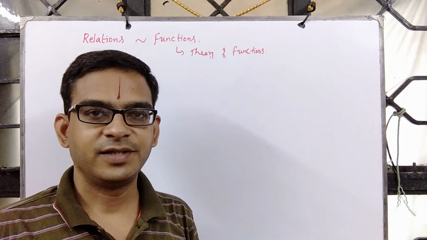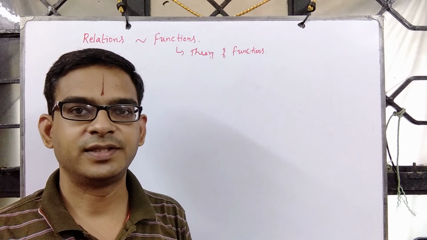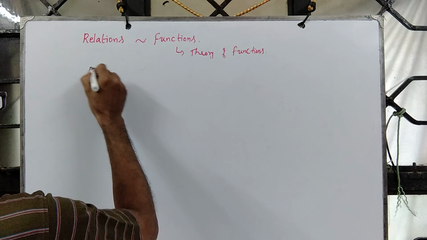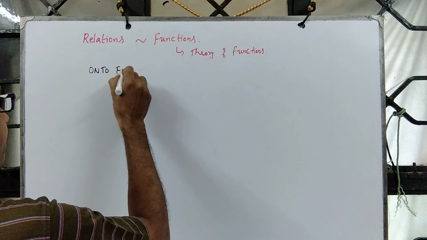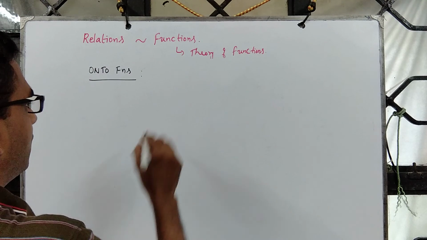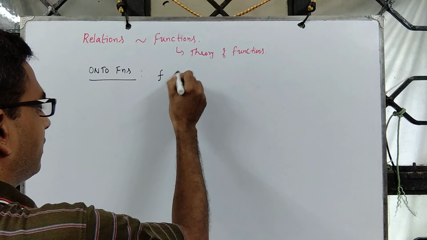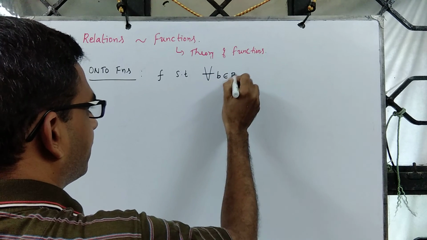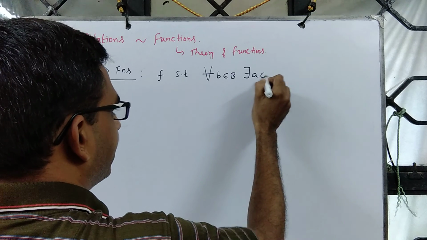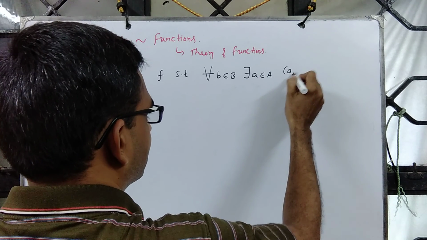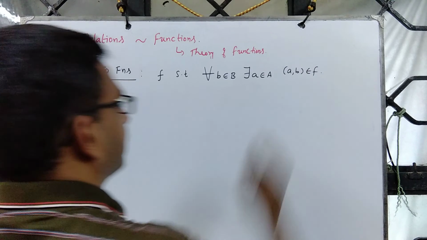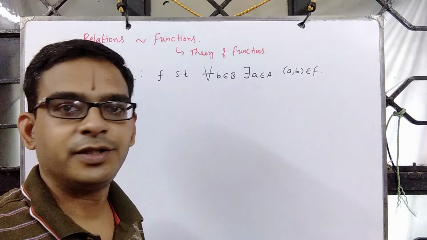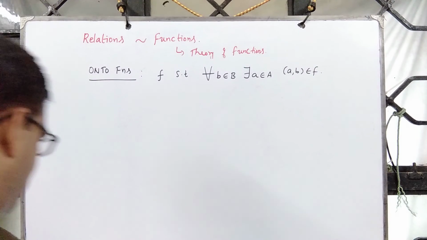So far we have been discussing functions, one-to-one functions and some interesting counting. Let us explore more. We shall look at something called onto functions. What are onto functions? It is a function with the property that for all elements in the codomain, there exists an element in the domain such that A and B are related. It is a function with the property that for each element in the codomain there exists a preimage.